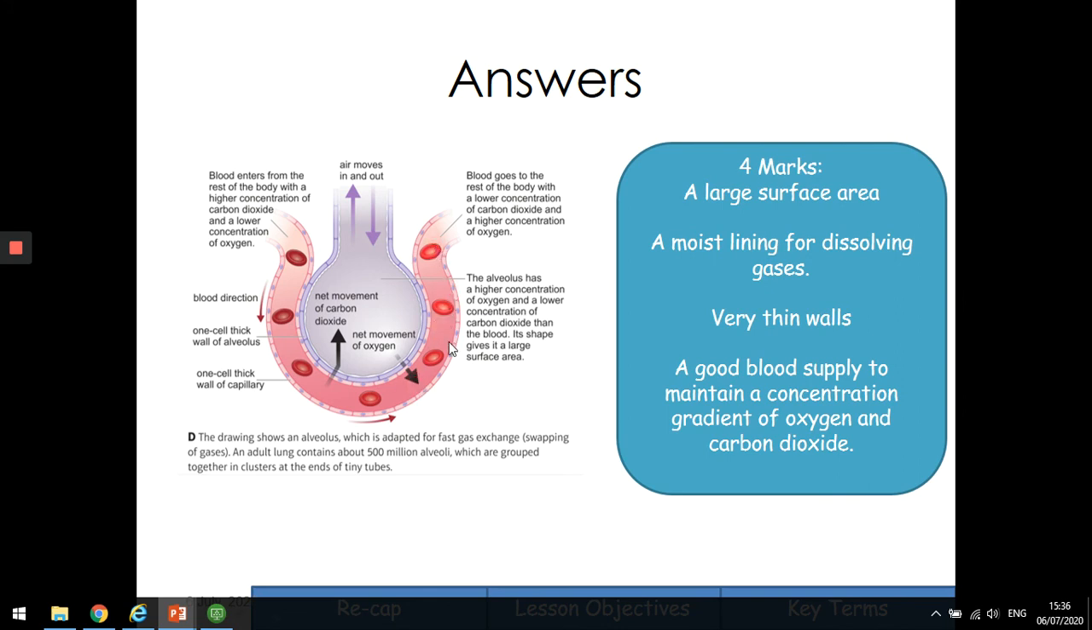If the blood just hung around for a long time, then we wouldn't have a net movement of oxygen because the amount of oxygen on both sides would be the same. So we have to be moving this blood away all the time to enable oxygen to diffuse across.